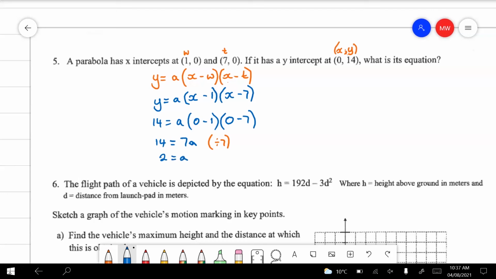And now all we need to do is rewrite our original equation that we were forming, so that's this one here, but we'll substitute in our a value instead. So we'll have y equals 2 outside of x minus 1, x minus 7, and this is our completed equation. It doesn't tell me that I need to move it into expanded form, so I'm going to leave it in factorized form to save time.